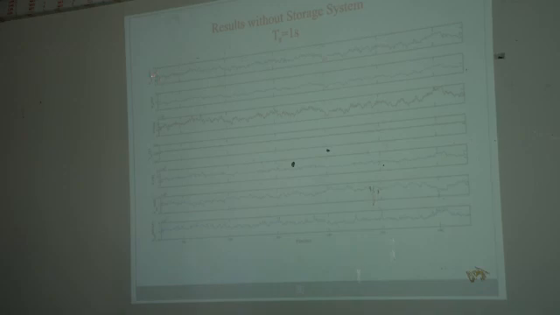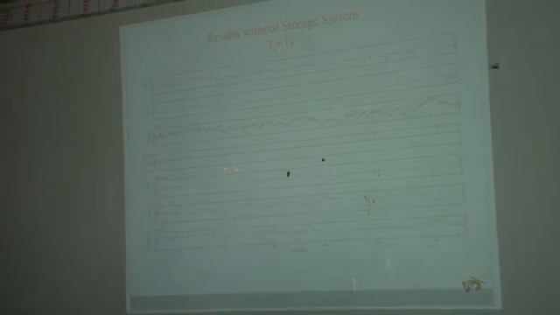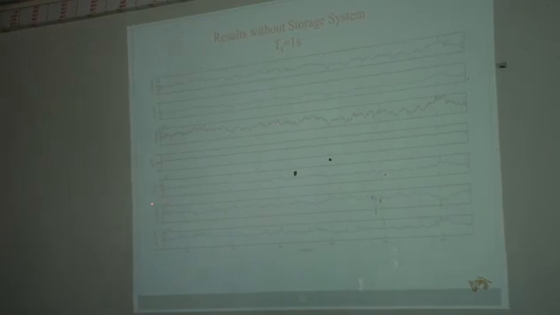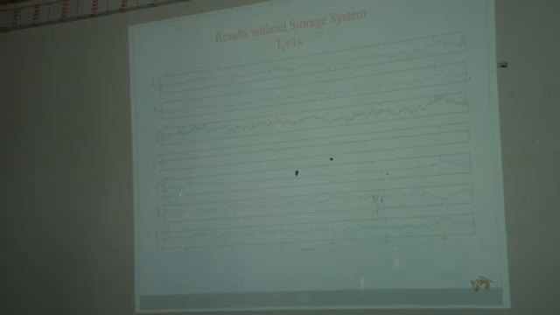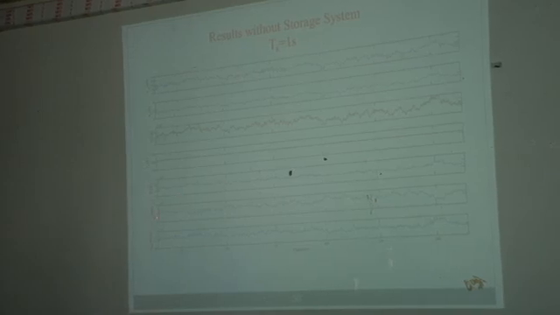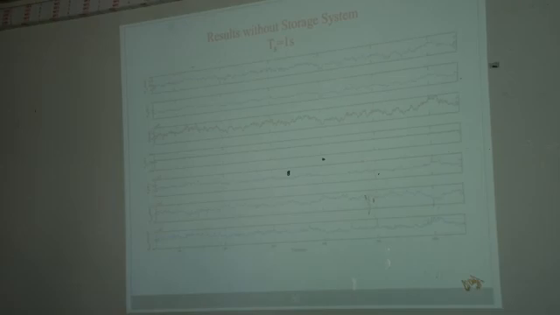The first one is your wind speed. The second one is the speed of your PMSG rotor. The third one is the electromagnetic torque produced by your generator. The fourth one is the DC link. The fifth one is the power injected to the grid. Okay, and this is the substation power, and this is the reactive power available at the substation.